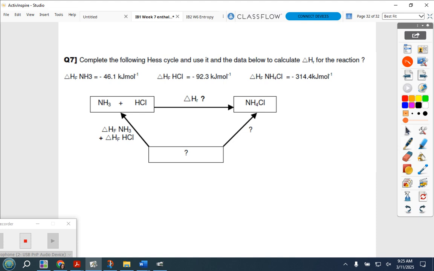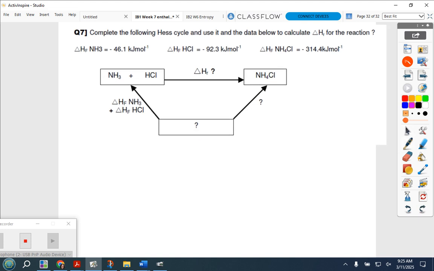Right. Sorry. This is going to be elements in their standard states. So I need each of these elements in its standard state. What is the standard state for nitrogen? How would I write it in a chemical equation? N2. It's one of the diatomics. What about hydrogen? H2. Uh-huh. What about chlorine? Cl2. Yep.